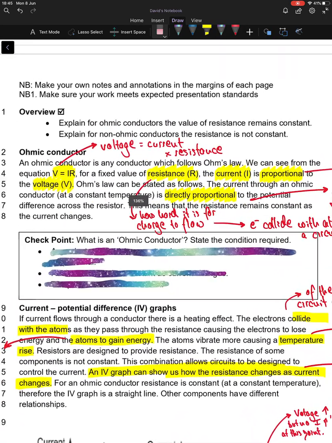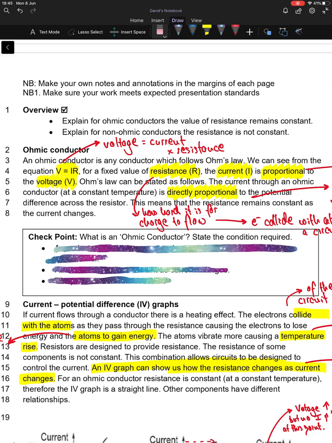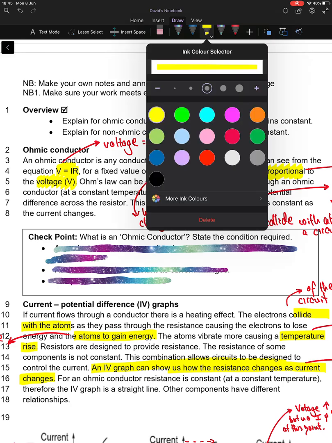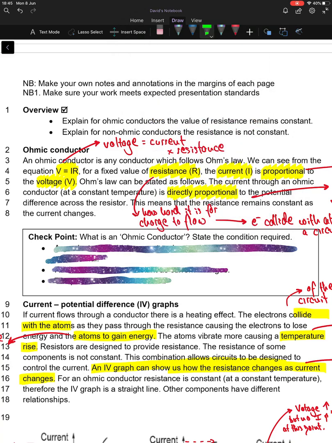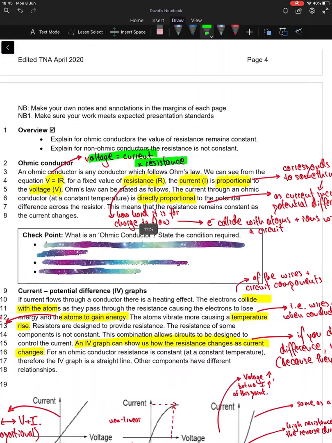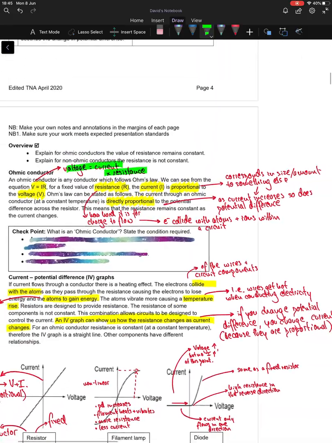Right. On to the next page, and if we have a little bit of a look at the first paragraph, there are some annotations and some notes I'd like to make as we go through. So if we start with this idea of an ohmic conductor. An ohmic conductor is any conductor which follows Ohm's law. You can see that from the equation of Ohm's law, which is V equals IR, or in other words, voltage equals current times resistance. Voltage equals current times resistance. And that's for a fixed value of resistance. And for a fixed value of resistance, the current is proportional to voltage.